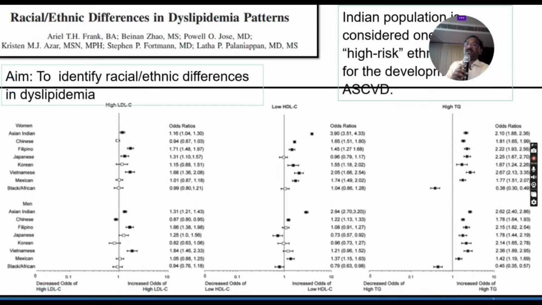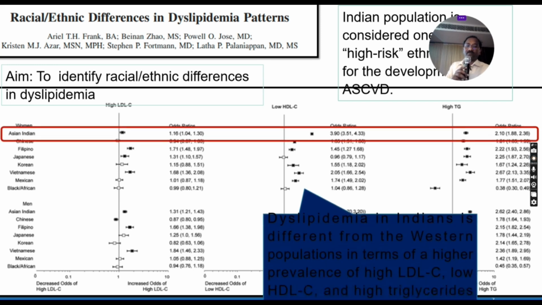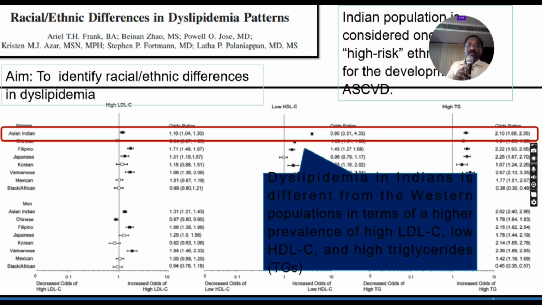And if you see the racial and ethnic differences in dyslipidemia and the pattern, when compared to the Chinese or Japanese or Koreans or Mexicans, unfortunately, Indians are having more and more incidence of these diseases at a younger age group. So the dyslipidemia in Indians is different from the Western population in terms of the higher prevalence of these diseases.